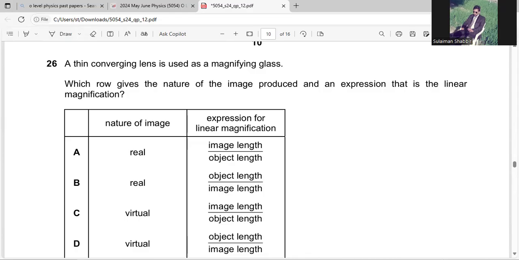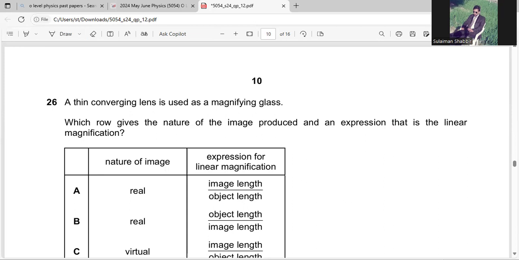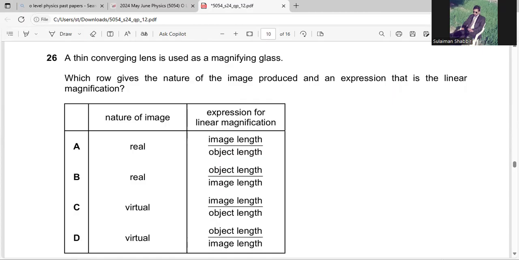Here he is saying that a thin converging lens is used as a magnifying glass. Which row gives the nature of the image produced and the expression for the linear magnification? For the magnifying glass which we use, the image is virtual. In real, the size of the image will not be magnified over there. So image height over object height, and virtual it should be. So option C is there.